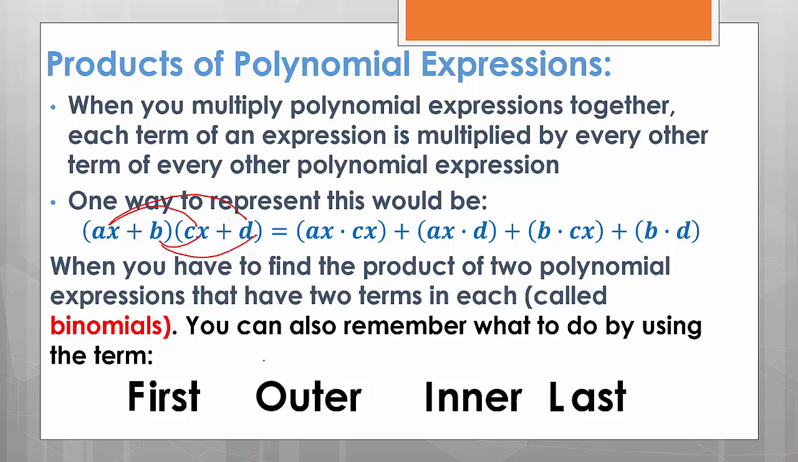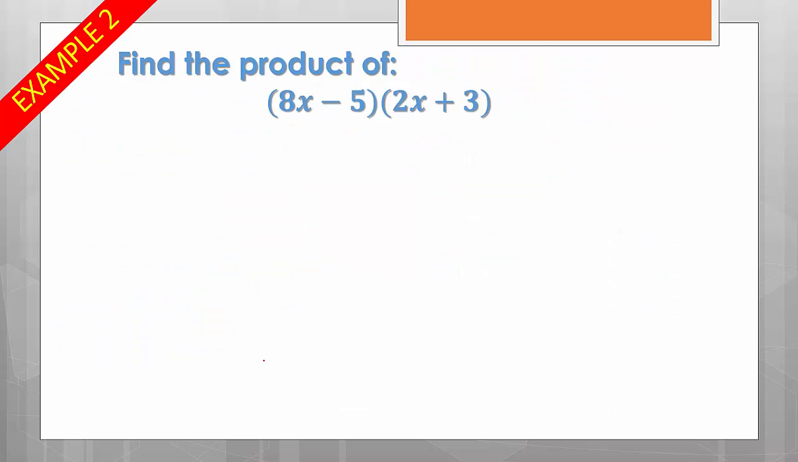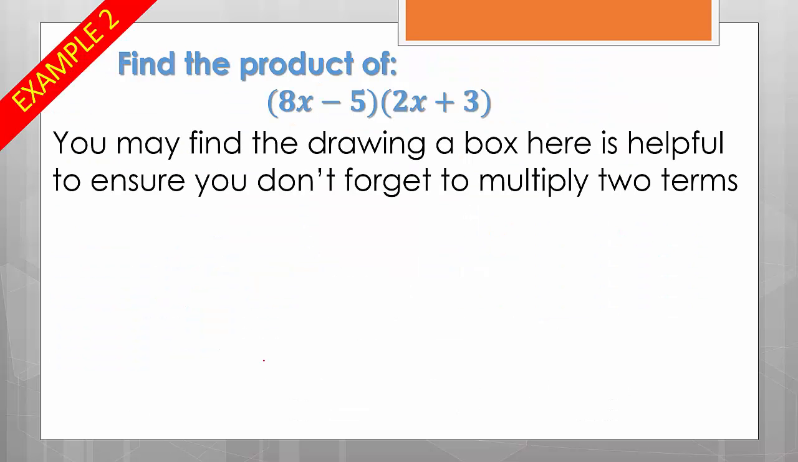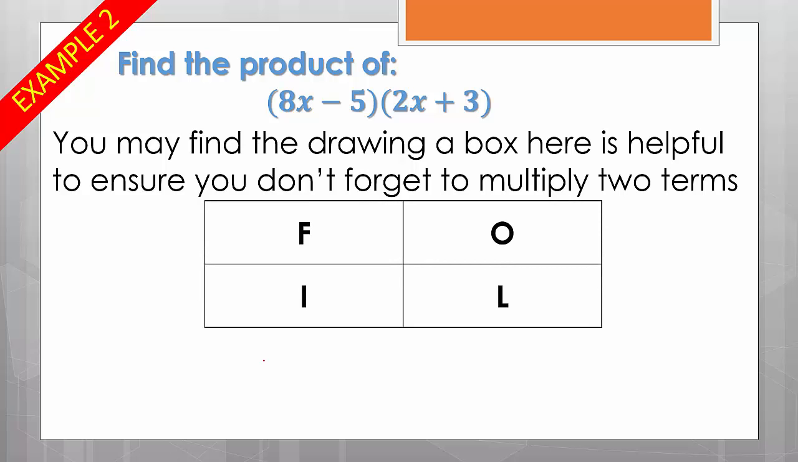So basically, if you remember FOIL, you should remember to multiply each pair. And that only works with binomials, so just keep that in mind when you're multiplying two binomials together. It's not a mathematical thing, it's just a way to remember the math that you're doing. So let's say we had to find the product of this. What I find is that drawing a box can be helpful, so I write FOIL.